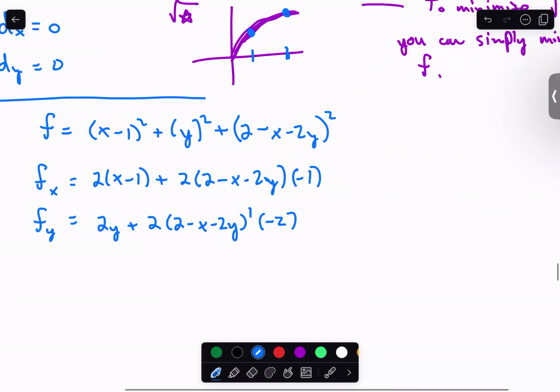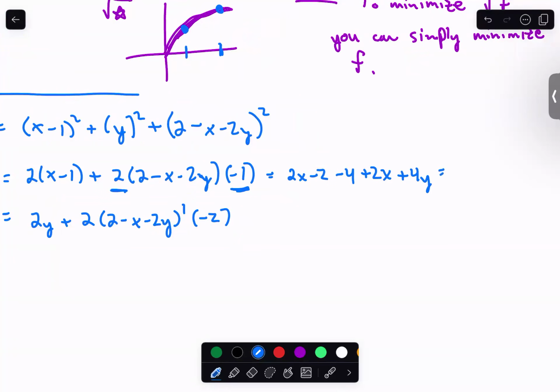So let's go ahead and start simplifying this a little bit and trying to figure out when this would be equal to 0. So I'm going to have 2x minus 2. And then I'm going to try to distribute this -1 and this 2 to each piece. So -2 times 2 would be -4, then plus 2x, and then plus 4y. So I'm going to have 4x plus 4y minus 6. If you see me make any mistakes, please speak up sooner rather than later, because there's just a lot of little places where you could make a small mistake.